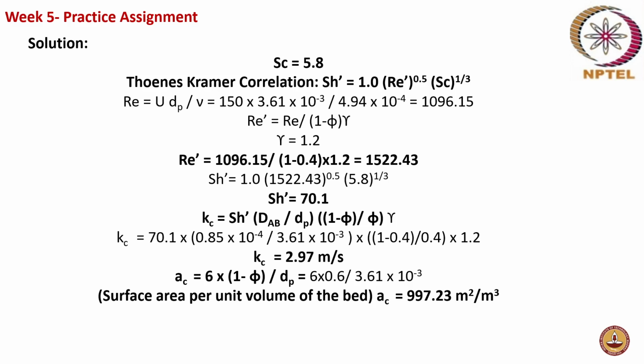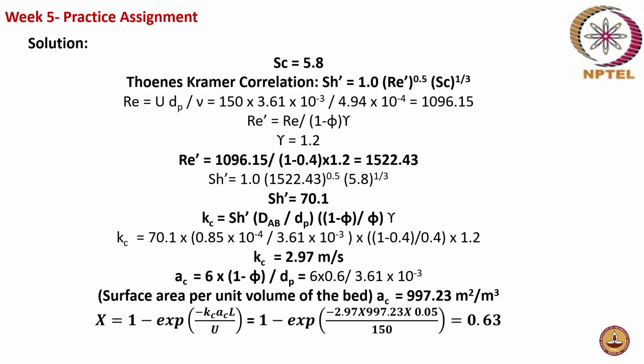So 6 into 1 minus phi, where phi is 0.4, so 1 minus phi is 0.6. So 6 into 0.6 by dP, where your equivalent diameter is 3.61 into 10 power minus 3. So you will end up with a surface area per unit volume of the bed as 997.23 meter square per meter cube. Now we have to substitute.